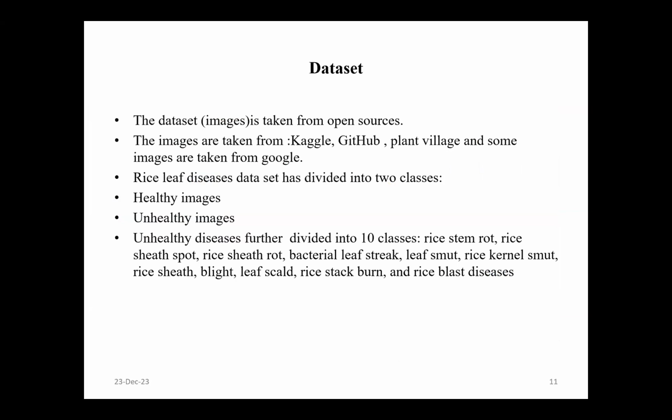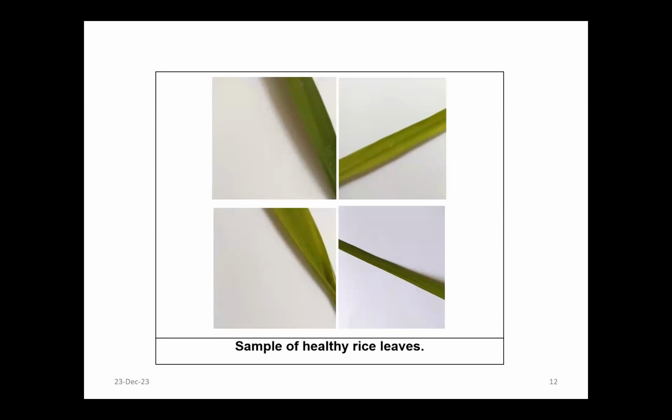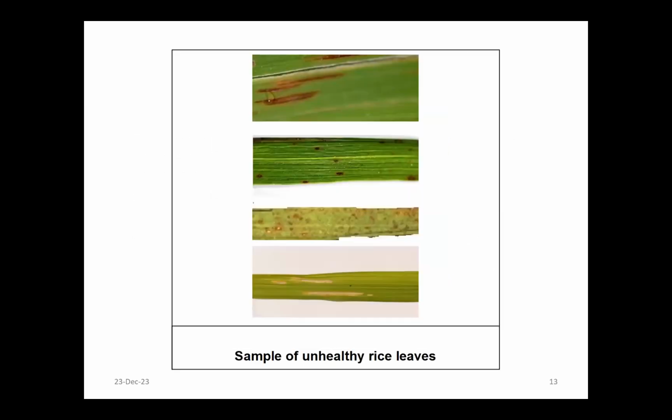The data set of images of the rice plant is taken from open sources. The images are taken from Kaggle, GitHub, Plant Village, and some images are taken from Google. The rice leaf disease data set is divided into two classes: healthy and unhealthy images, and the unhealthy images are further divided into 10 classes, that is, the different kinds of disease we try to find out. These are some samples of healthy rice leaves, how a healthy leaf should look, and this is a sample of unhealthy rice leaves.